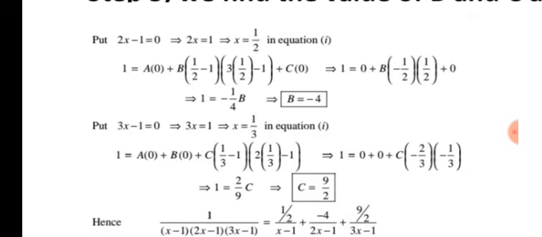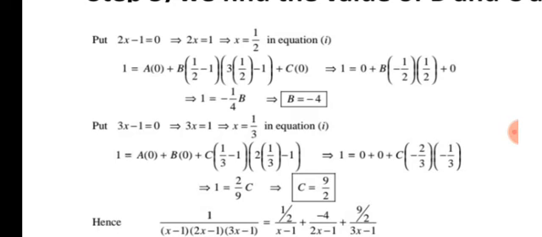So when we put 1 over 3 in place of x, we will find 2 over 9 c is equal to 1. When we take 2 over 9 to the other side, the value of c will be 9 over 2.